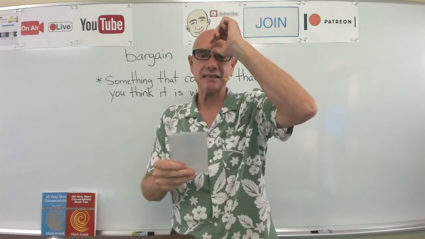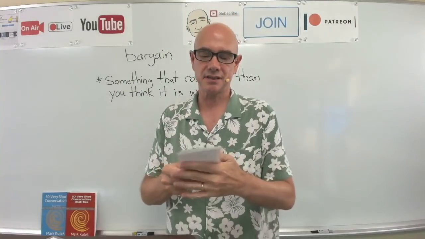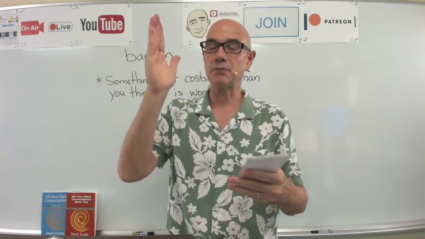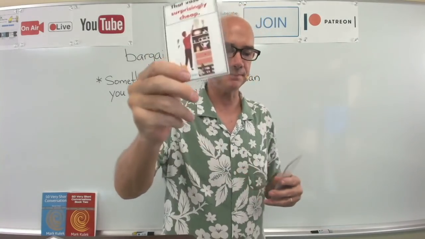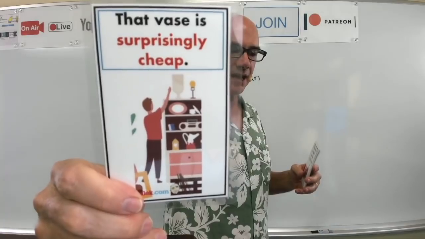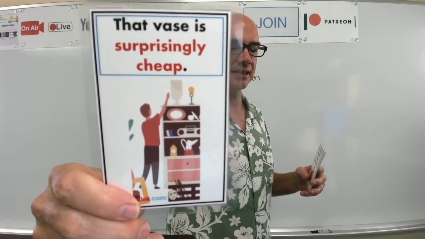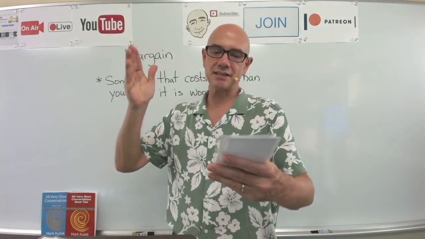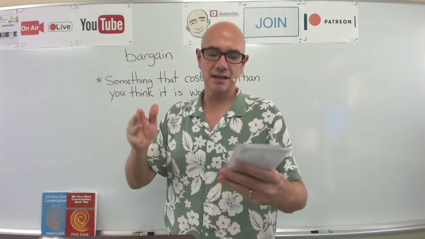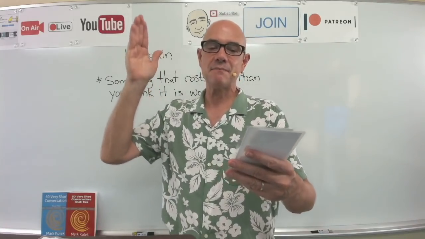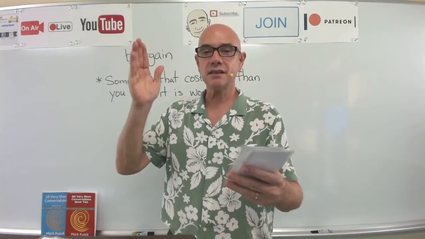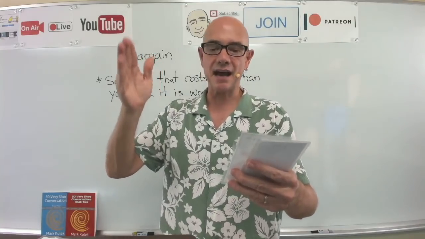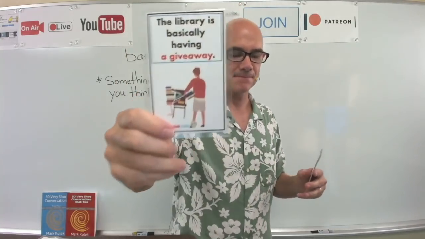That vase is surprisingly cheap. That vase is surprisingly cheap. That vase is surprisingly cheap. The library is basically having a giveaway. The library is basically having a giveaway. The library is basically having a giveaway. The library is basically having a giveaway.